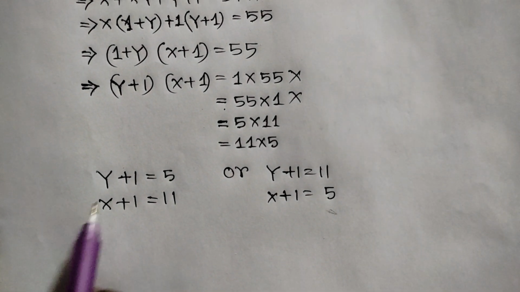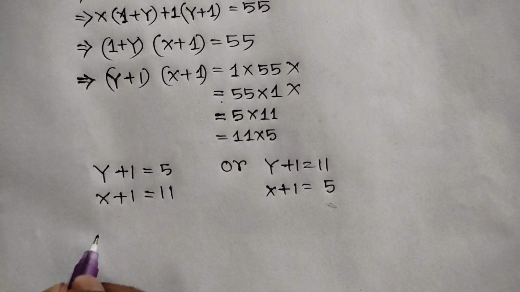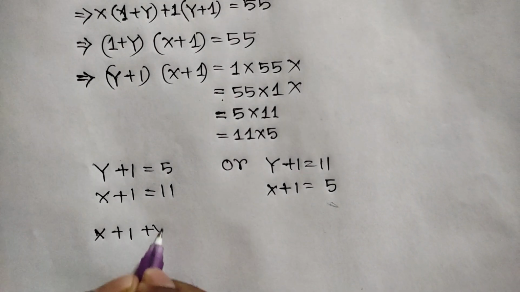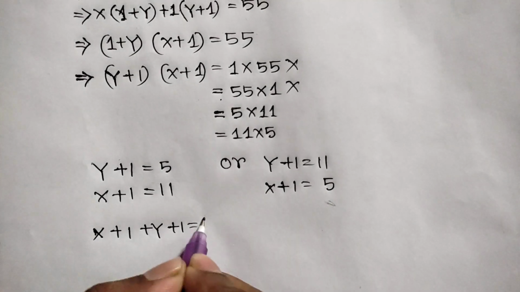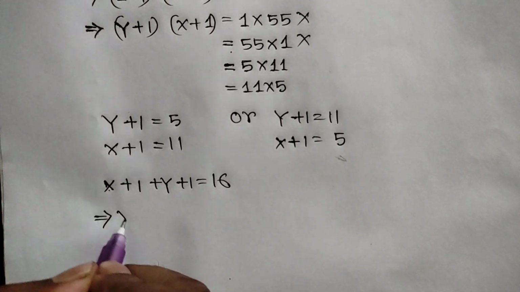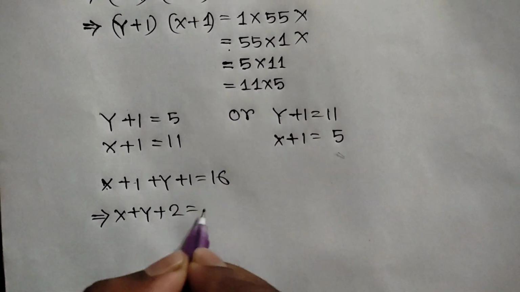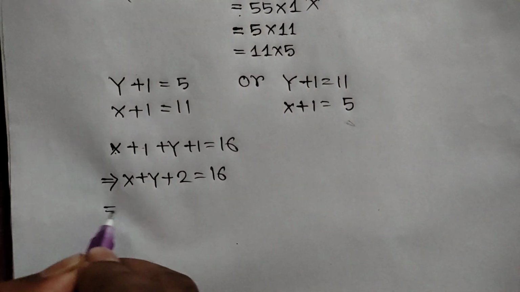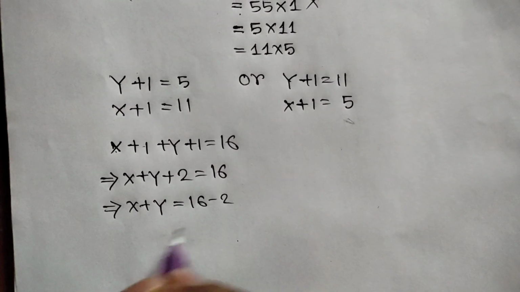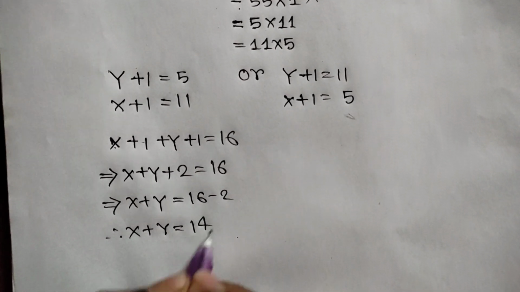Now if we add these two, we will get x plus 1 plus y plus 1 is equal to 16, or x plus y plus 2 is equal to 16, or x plus y is equal to 16 minus 2. So the value of x plus y is equal to 14.